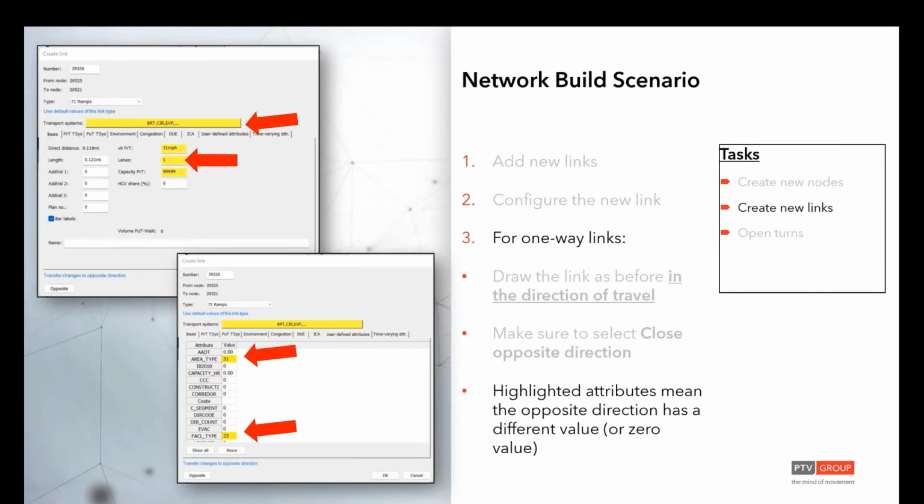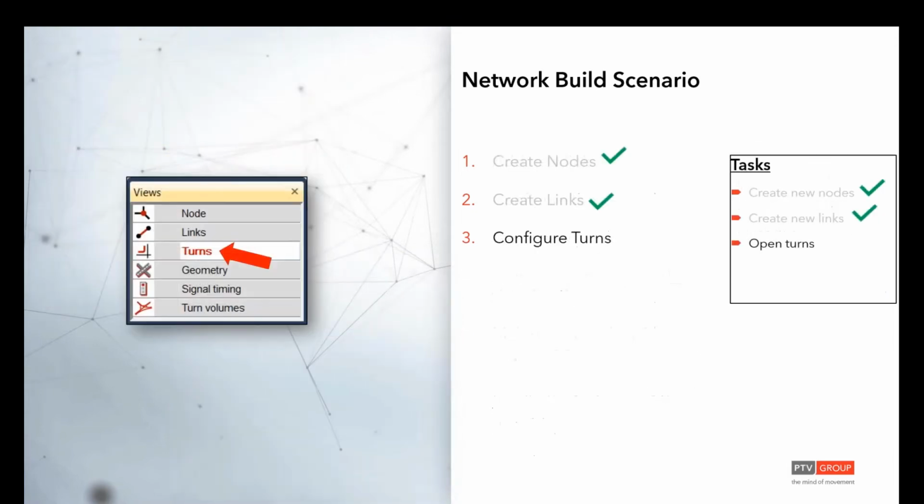And so within this area, what we're going to see though is that there are going to be a lot of cells that are highlighted yellow. And in Visum, this editor, what it means by highlighting yellow is that the opposite direction has a different value than what you've entered here. So for example, if the number of lanes is 1 and it's highlighted yellow, that means that the opposite direction probably has 0 or more than 1 lane. In this case, it should have 0 lanes. And same thing goes for the area type and facility type. All right.